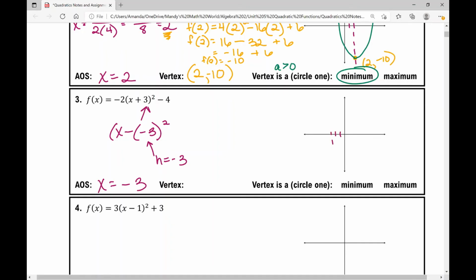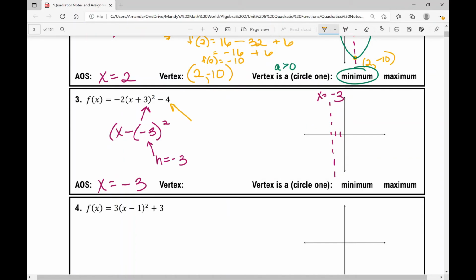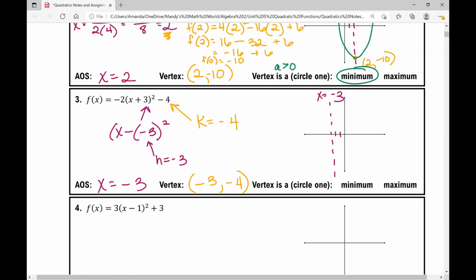And I'm going to graph that vertical line right here. X equals negative 3. Now let's move on to the vertex. I'm going to do this in a different color. The vertex, remember, is (h, k). K is negative 4. H is negative 3. My vertex is negative 3, negative 4. And let's plot that. Negative 3, negative 4 is about right there. I've got that vertex. Remember, that's your highest or lowest point of your quadratic.